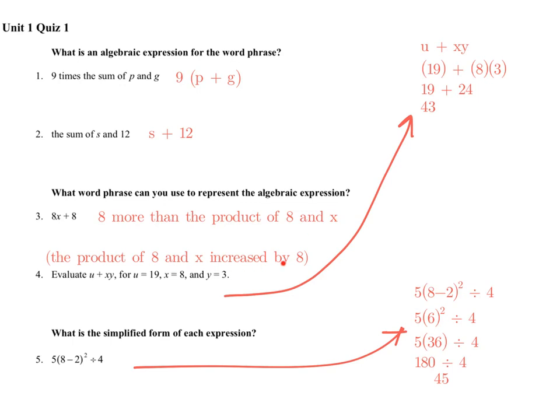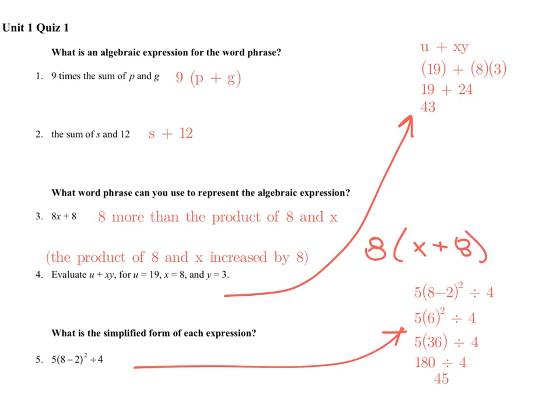Okay, this is a little bit unclear. If you wrote it like that, I didn't take points off. But if you say the product of 8 and x increased by 8, it's hard to know whether you mean the product of 8 and x, which was increased by 8, in which case it would look like this: the product of 8 and x increased by 8, like that.